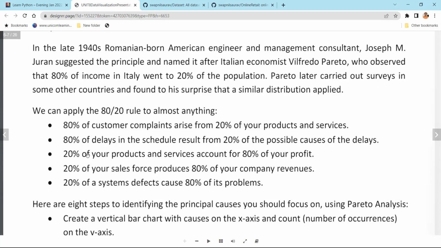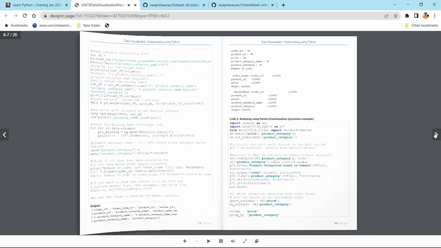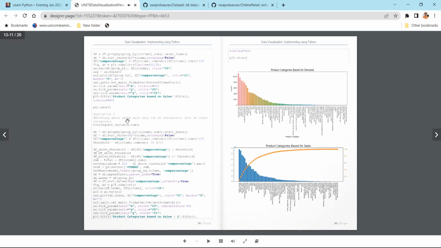Okay, so this is a general thing. This is about the 80-20 rule, and we are going to use that in our analysis here. So again, as you would see, we are merging multiple CSV files. We'll read CSV files or data frames and merge them on the basis of the requirement. If you feel that two data sets are related and we need both of them to perform our analysis, we will merge them. So what analysis are we performing?